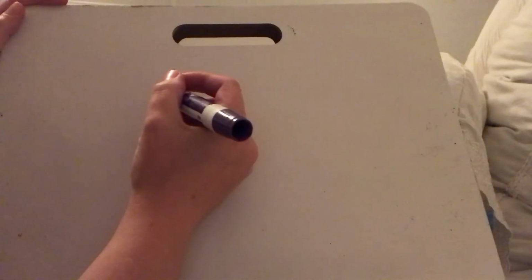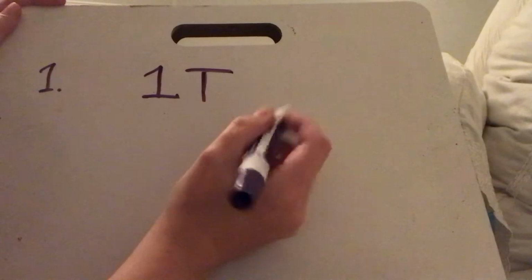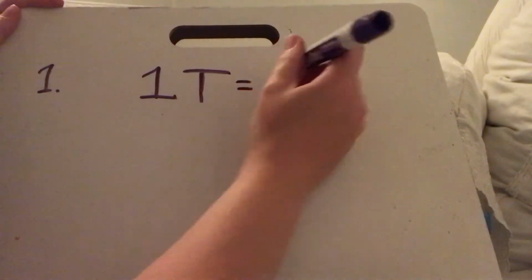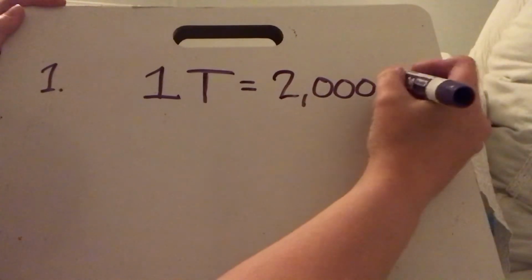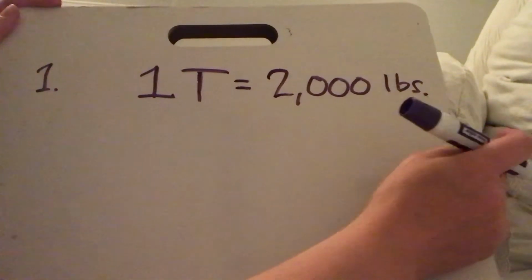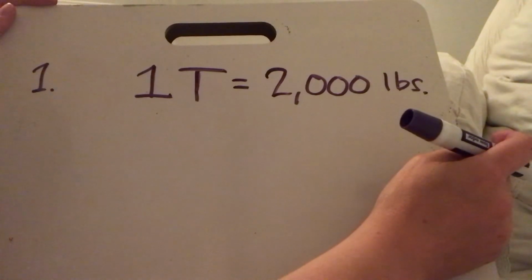This is U.S. customary. So step 1, write what you know. I happen to know that 1 ton, big T means ton, that's U.S. customary weights, is the same as 2,000 pounds. Now pounds, they abbreviate with LBS for some weird reason. Okay, and let's say they give you a fraction. On the test, there's one that has a fraction.